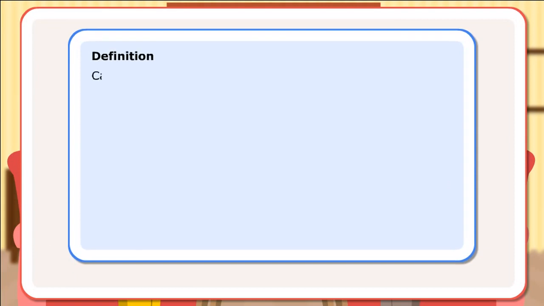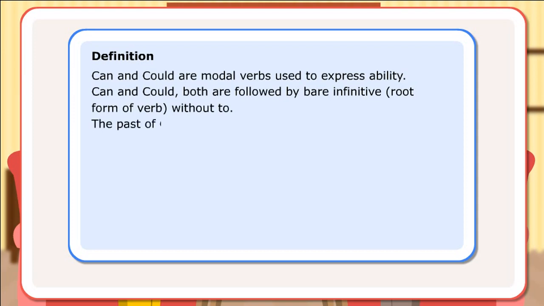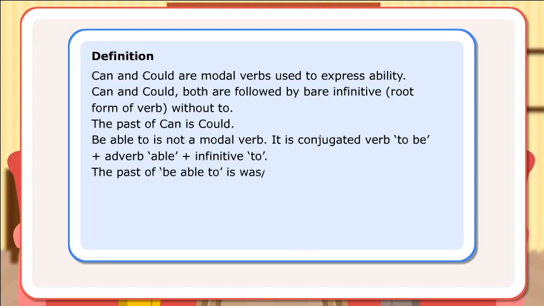Definition. Can and could are modal verbs used to express ability. Can and could both are followed by the bare infinitive, the root form of the verb, without to. The past of can is could. Be able to is not a modal verb. It is a conjugated verb: to be plus adjective able plus infinitive to. The past of be able to is was or were able to.